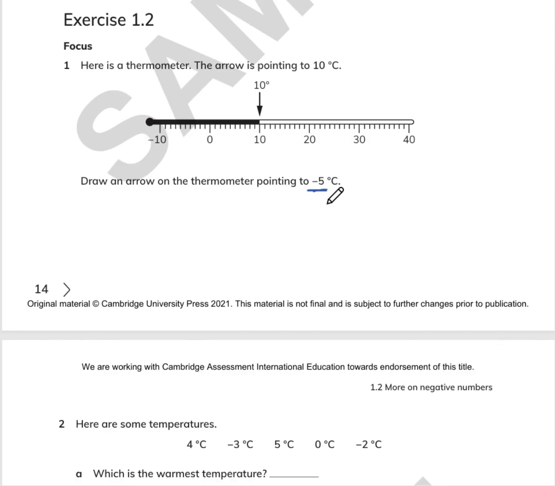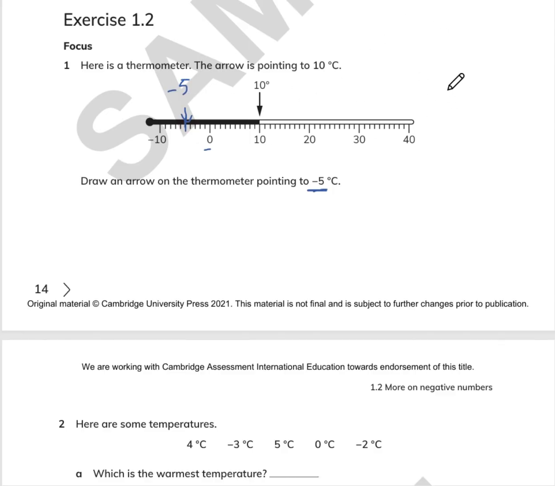That is a negative integer, and we know that numbers in negative are less than 0. So to find the number that is in negative, we have to go beyond 0. We can find minus 5 degrees centigrade here. This will be minus 1, minus 2, minus 3, minus 4, and this is minus 5.